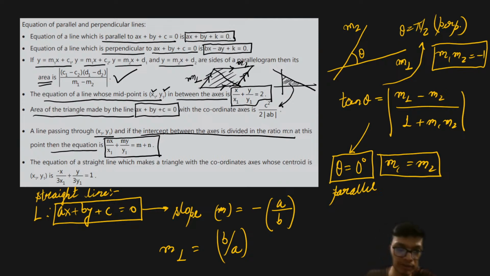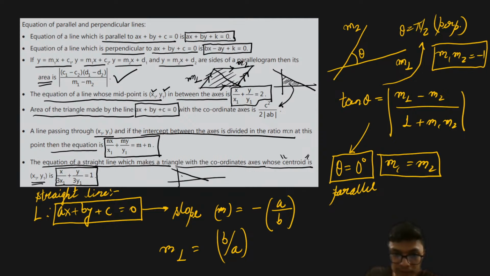And one more important concept is the equation of a straight line which makes a triangle with the coordinate axes and whose centroid is given as x1, y1. Then that equation of the straight line is given as x by 3x1 plus y by 3y1 is equal to 1, right? So it is talking of the case where you have a straight line like this with the centroid given as x1, y1, forming a triangle with the coordinate axes. In this case you can find the equation of this straight line simply by this expression. I hope this part is clear.